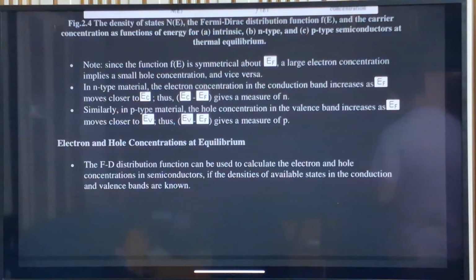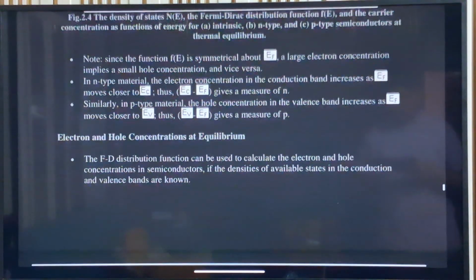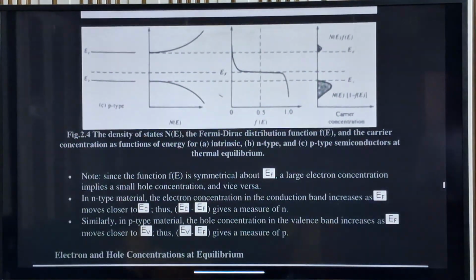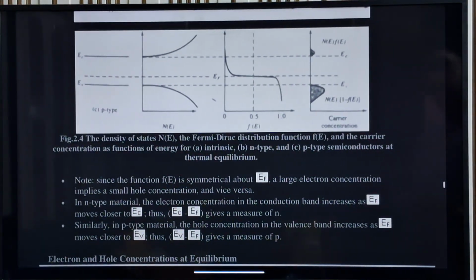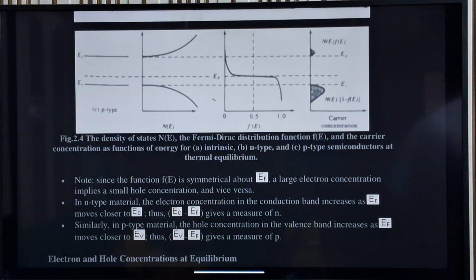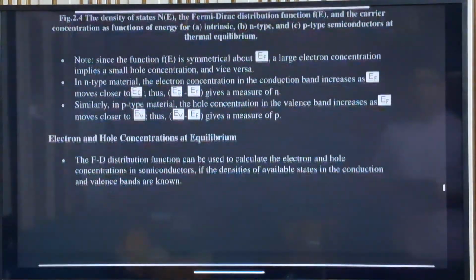Thus, EC minus EF gives a measure of N in N-type material, and EF minus EV gives a measure of P. So, what is EC or EV? We know EC is the conduction band and EV is the valence band. So, the difference of energy of the conduction band and Fermi level gives a measure of the number of electrons, and the difference in the energy of the valence band and the Fermi level gives a measure of the number of holes that are there in the extrinsic semiconductor.